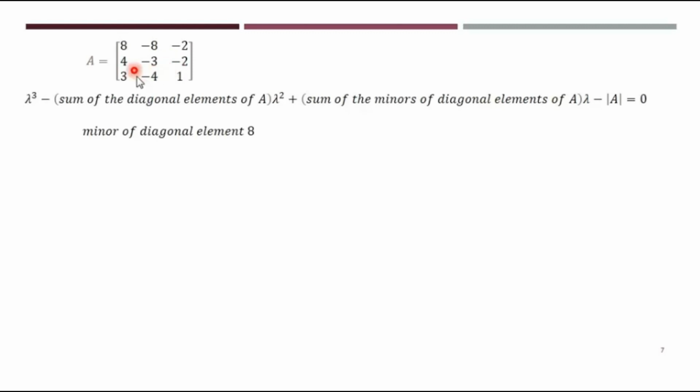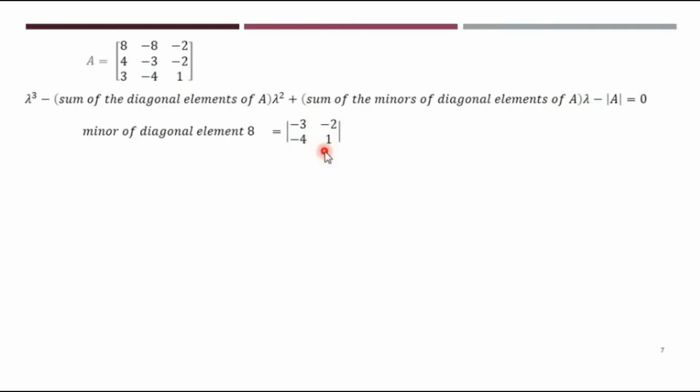So when we have to calculate the minor of the first diagonal element, the first diagonal element is in the first row and first column. So we have to leave out this row and this column. Wherever the 8 is, we eliminate that row and column, and calculate the determinant of the remaining elements. So we have the determinant of -3, -2, -4 and 1.